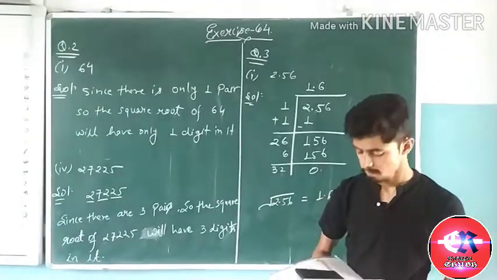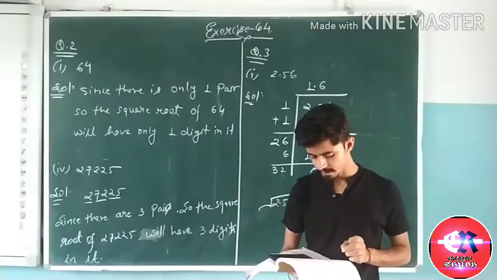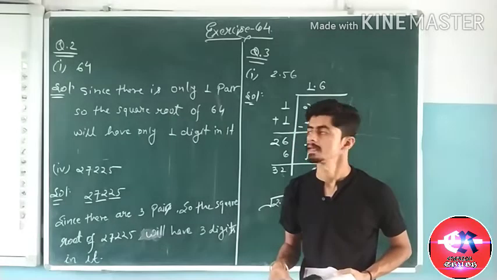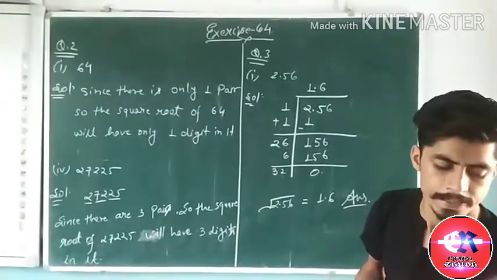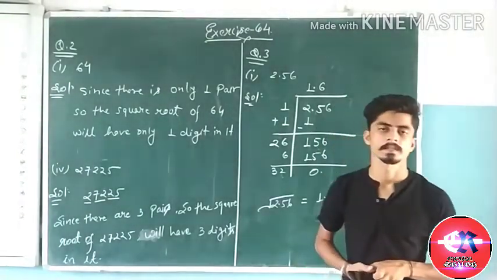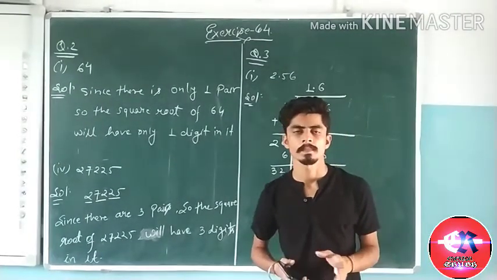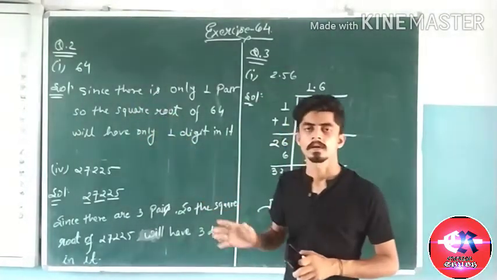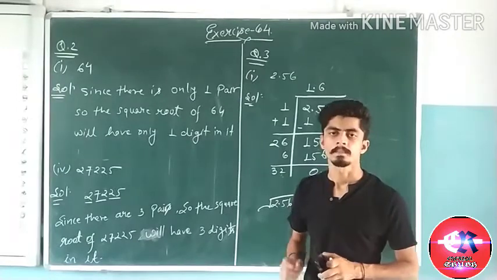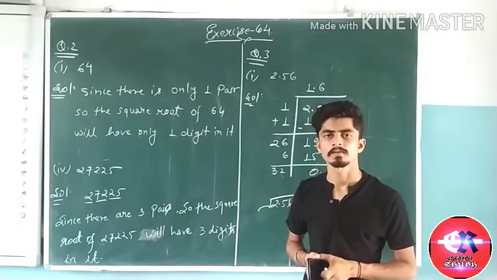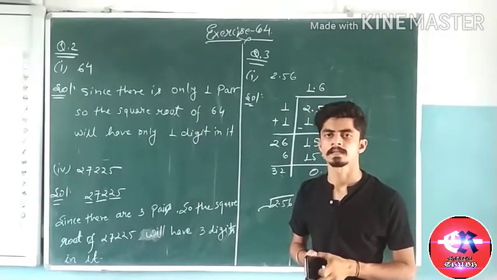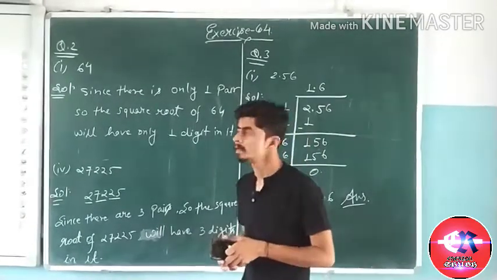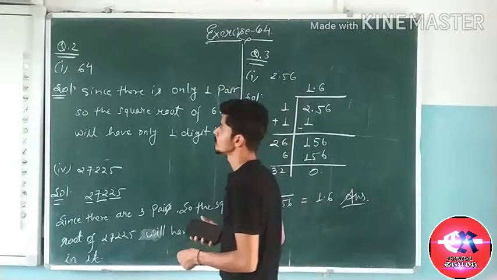Question number 2, find the number of digits in the square root of each of the following numbers without any calculation. So in this question we have to find the number of digits in the square root of a particular number. There is a question which is 64. We have to find the number of digits in the square root of 64. How many digits will be there?